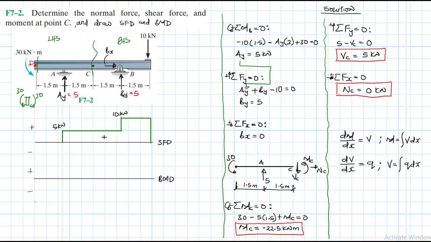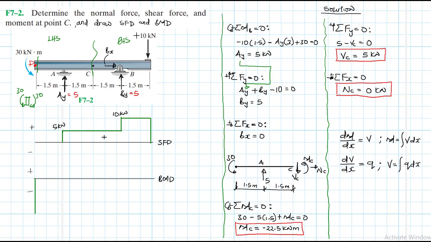All right, so negative is down. Let's say our 30 is down here. Our 30, let's say it is somewhere here. It starts somewhere there like so. This is our 30. And then between this couple moment and A, we don't have any shear force.